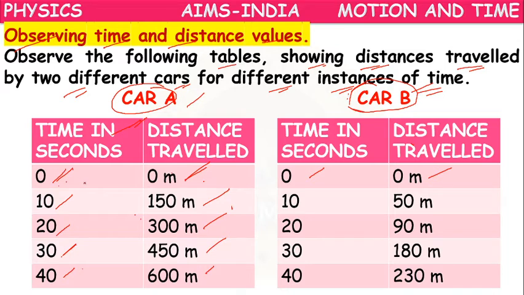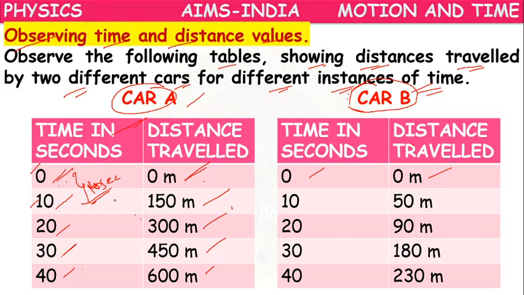But whenever we have to tell about uniform motion or non-uniform motion, we have to consider time interval. Means starting time, ending time, between. The difference is called time interval. So from 0 to 10 seconds, what is the time interval? 10 seconds. Time interval is 10 seconds.